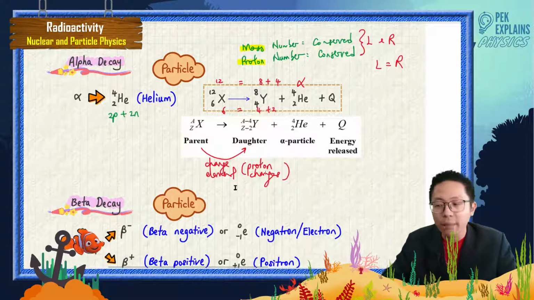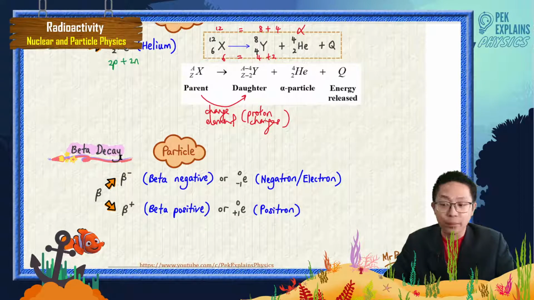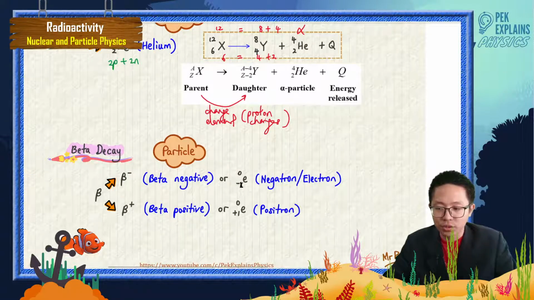Okay. Now how about beta decay? Will it change the element? Of course, because you see here also the proton number is not zero. So this one also will change the element.